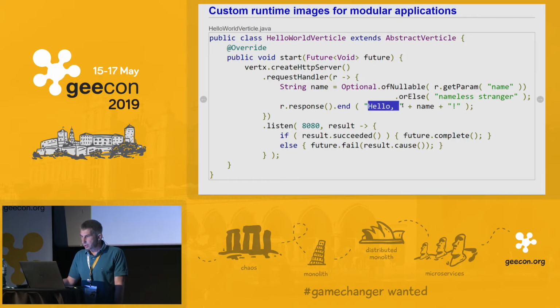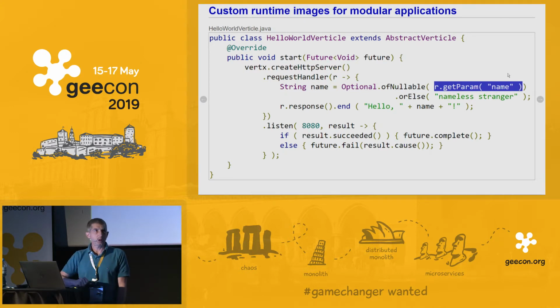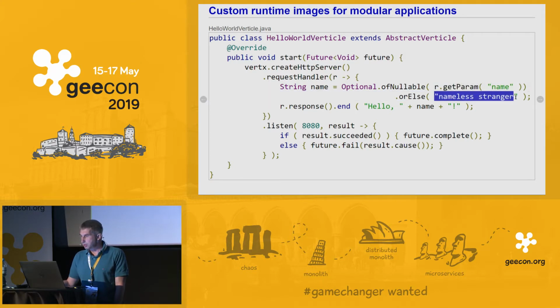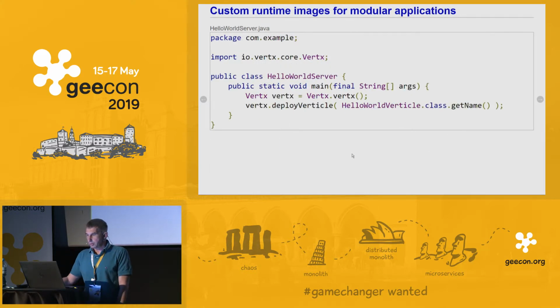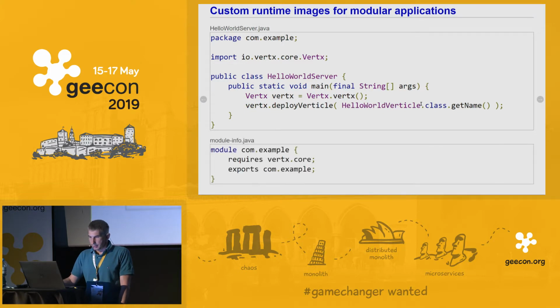This application serves a page saying hello and a name, and this name is retrieved from the name parameter of the URL, or if this parameter is not available, it will use "nameless stranger" as the default value. The main method initializes the Vert.x framework and deploys our verticle. The module descriptor is also simple. We require the Vert.x core module and we export our package.